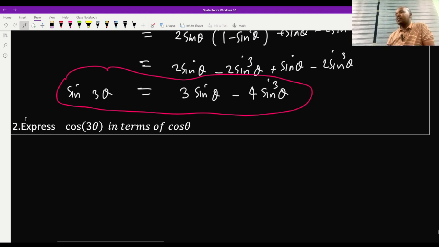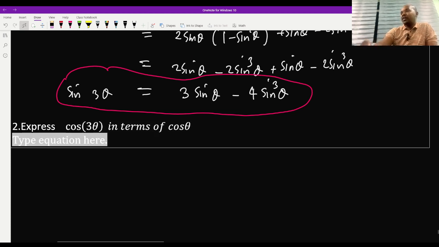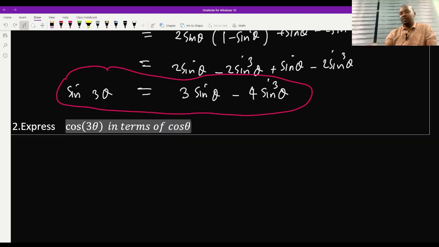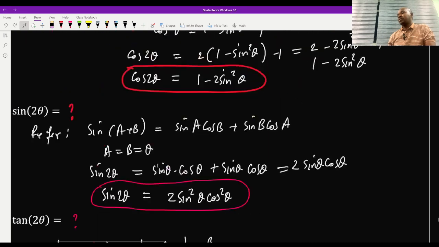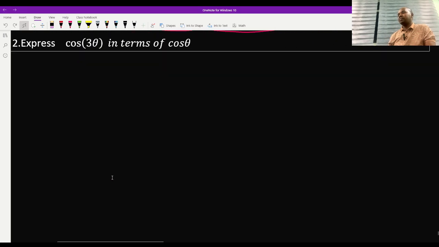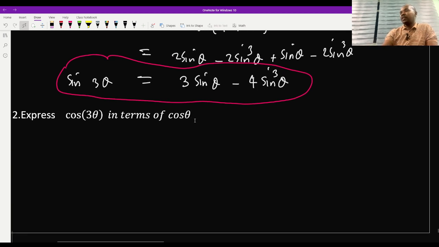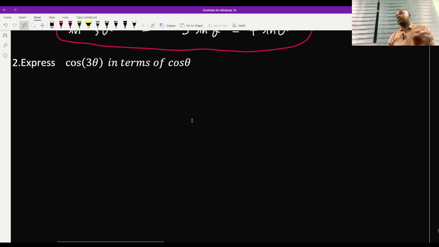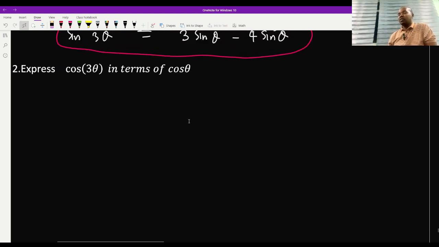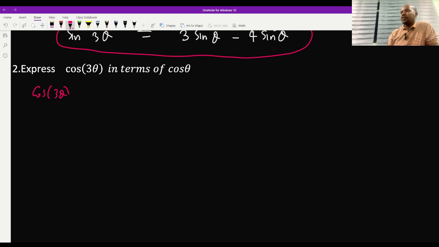The second question, and this will be the last question for today's session. Later on, we're going to solve some other questions. But as you can see, the question is demanding you to express cosine 3 theta in terms of cosine theta. So we are going to start with cosine 3 theta. Cosine 3 theta is cosine (2 theta plus theta).